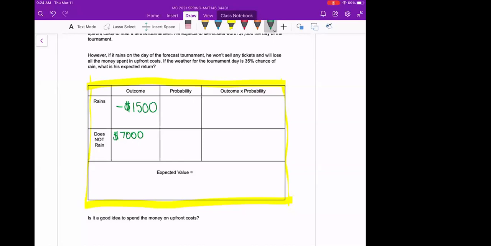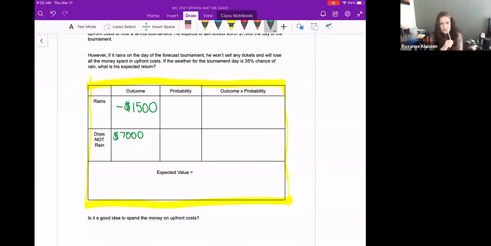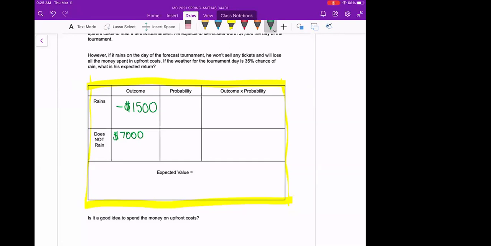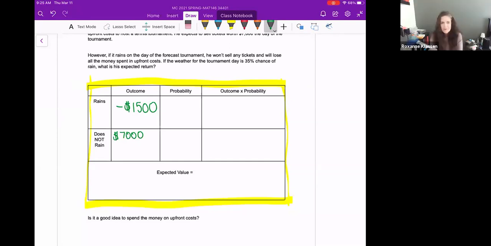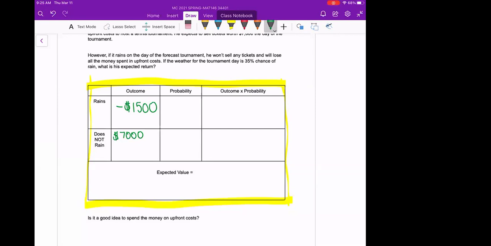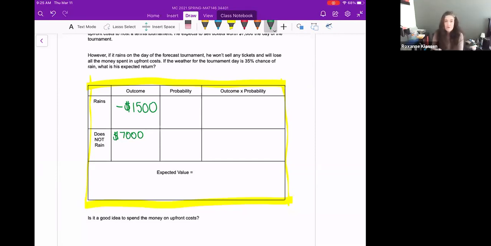I think you probably get that $1,500. What do you guys think? Does he get that $1,500 or does he have to pay that $1,500? It does not rain. It doesn't matter, rain or not. If it's an upfront cost, he has to pay that. Oh, upfront. Okay, he has to pay that $1,500.